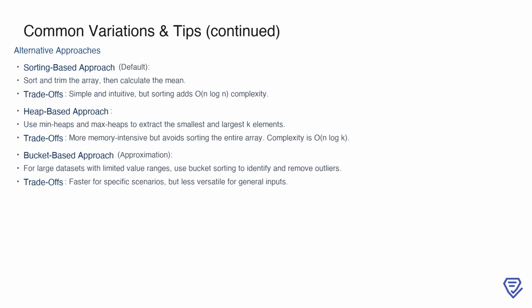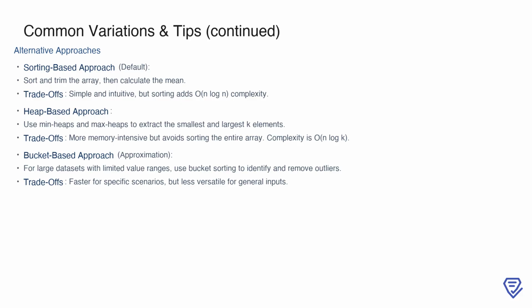There are also alternative approaches to consider, each with its own trade-offs. The default sorting-based approach involves sorting the array, trimming outliers, and calculating the mean. While simple and intuitive, it comes with an O(n log n) complexity due to sorting.